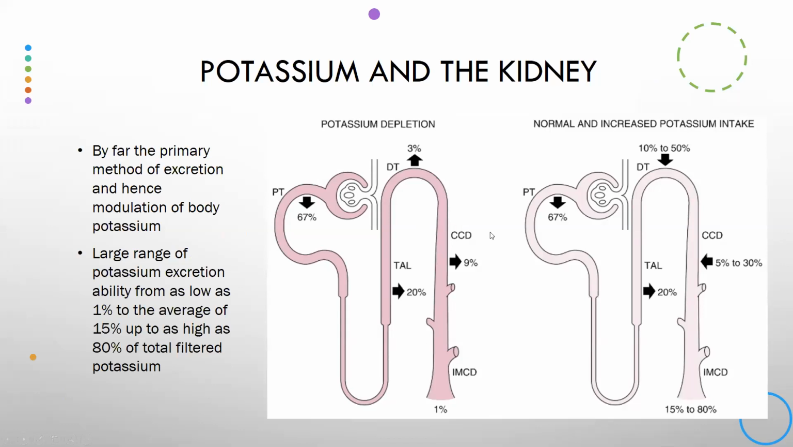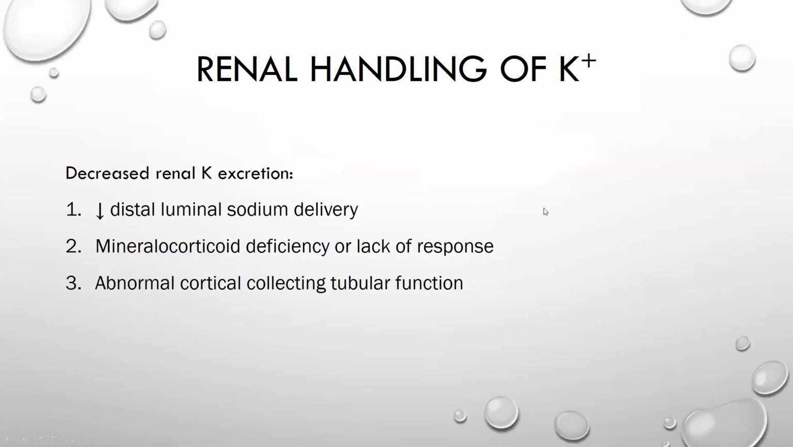It's a diagram showing where potassium homeostasis happens in different parts of the kidneys and the tubules. Okay. All right. So renal handling of potassium. Decreased renal potassium excretion, I would say, I just categorize it as these three predominant mechanisms. A major one over here is distal luminal sodium delivery. When that goes down, that's when you run into issues, and we'll see why later. Mineralocorticoid or aldosterone deficiency or lack of response, or an abnormal cortical collecting tubular function.